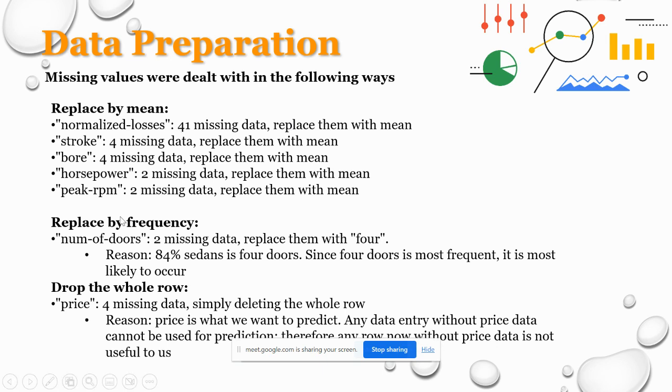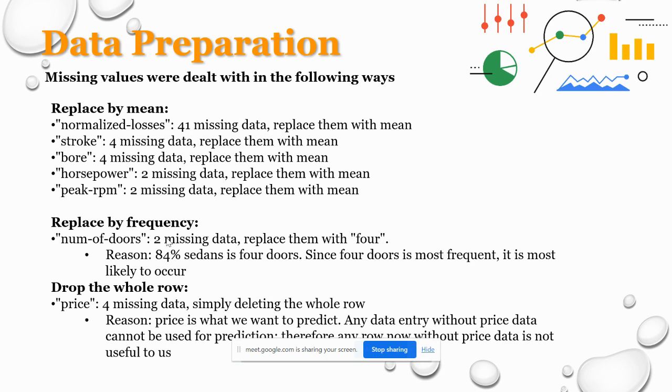And then secondly, we replace by frequency. Replacing by frequency is done by replacing with the mode. Frequency is the occurrence of the data points within that particular column. The frequency of the occurrence of the data points within that column is what you use to replace by frequency. How do I mean?